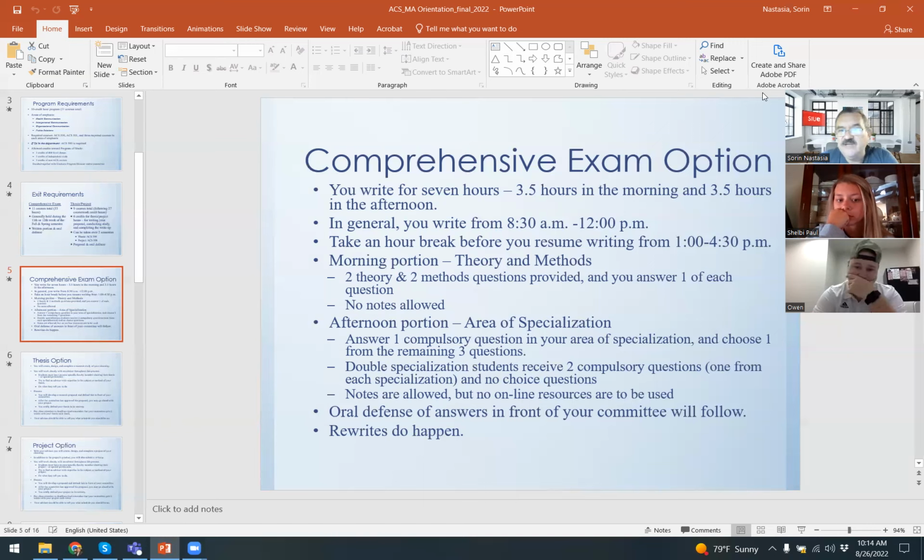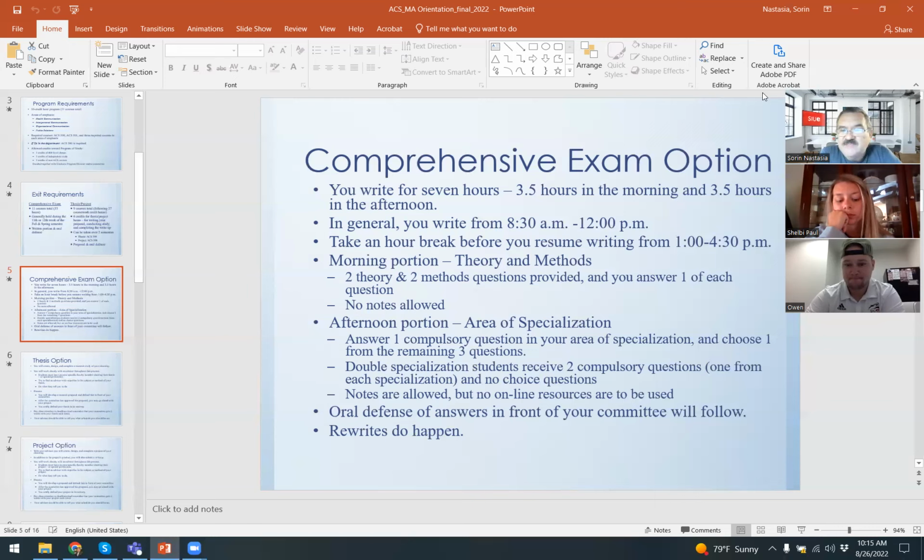Morning portion, theory and methods, again revisiting the knowledge that you gained in ACS 500 and 501. 2 theory and 2 method questions are provided, and you answer 1 of each, so you are given some options. And you will write in a computer lab, but we will disconnect the computers from the internet, and you will have no notes allowed for that part of the exam.